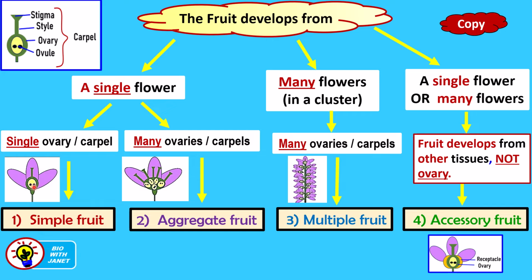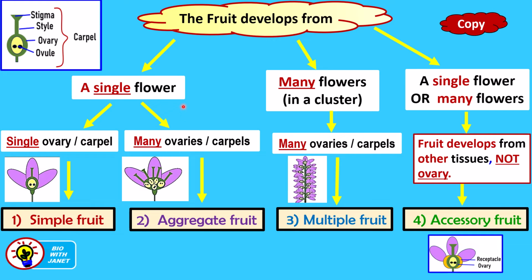But the flower may have more than two ovules. Like the papaya flower, inside there are many ovules that develop into many seeds. You cut open a papaya fruit, you will know. There are many seeds inside because there are many ovules in each papaya flower, but only one ovary. So if the fruit develops from a single flower with a single ovary, it's called a simple fruit, the simplest.